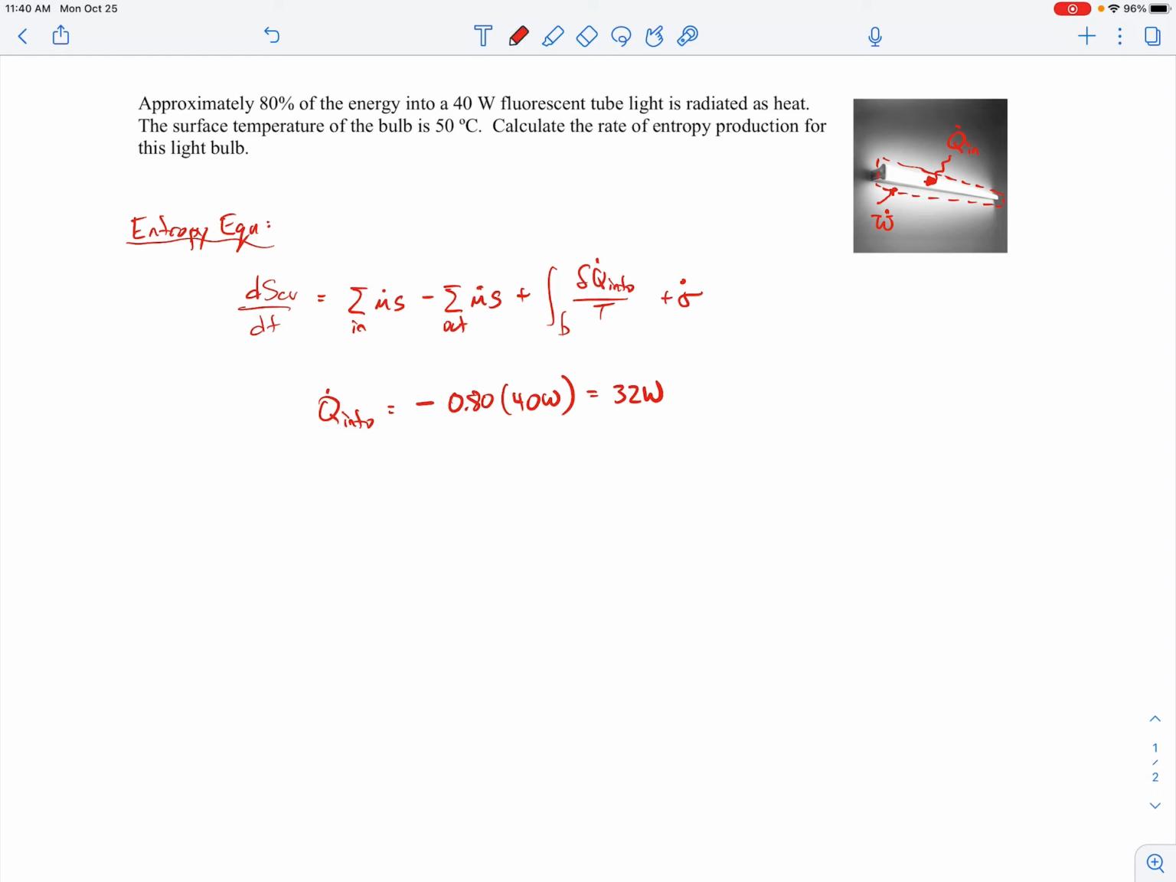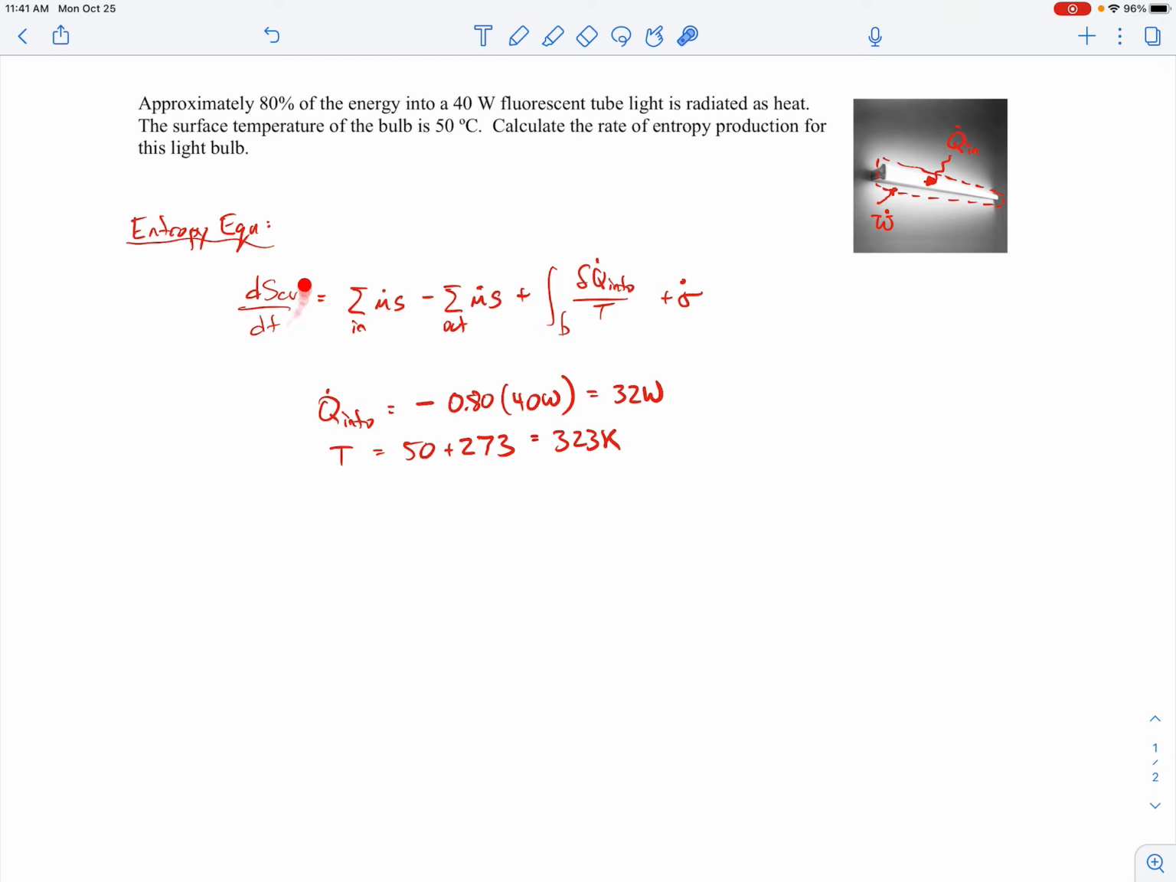The temperature at the bulb surface, where that heat is escaping or crossing the boundary, is 50 degrees C, but let's go ahead and add in the 273 to make it Kelvin, because in our entropy equation this temperature is an absolute temperature. So we do that, and it comes out to 323 Kelvin.